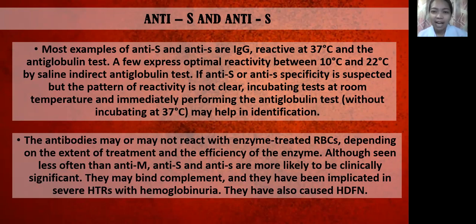If anti-S or anti-s specificity is suspected but the pattern of reactivity is not clear, incubating the test at room temperature and immediately performing the antiglobulin test can be done without incubating at 37 degrees Celsius, which can help to identify the antibodies.